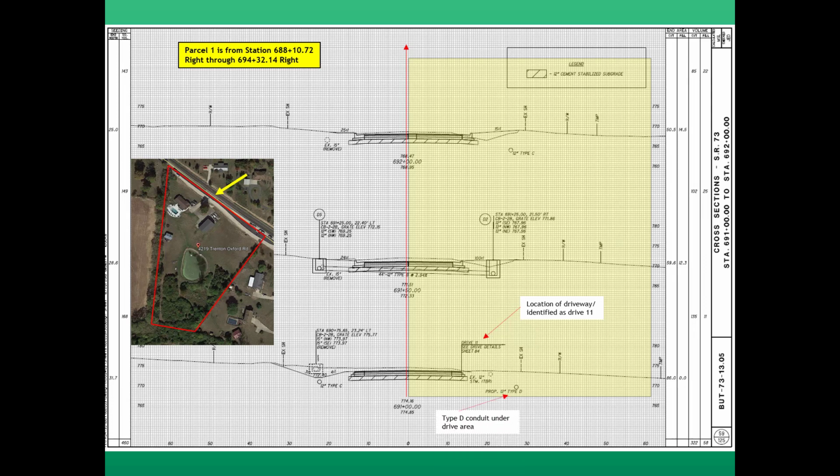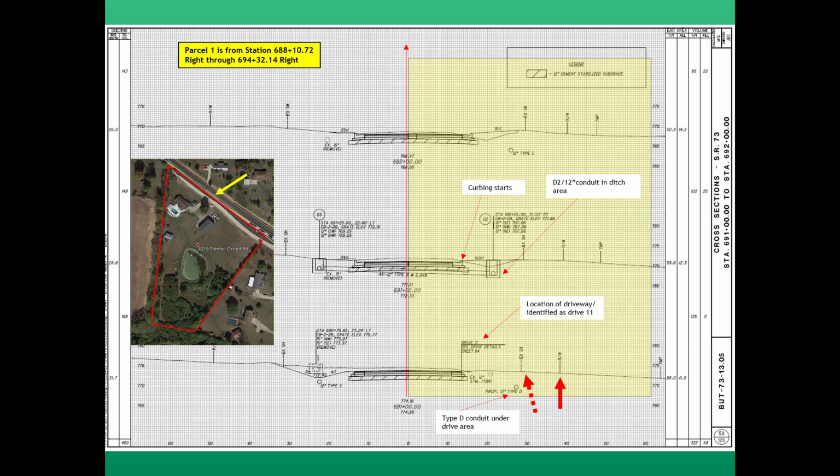Underneath the drive is a Type D conduit, which allows water to flow under the driveway. Showing you the existing standard highway line and the proposed new right-of-way line. Curbing starts right there. You can see the little bump showing where the curbing starts, which is just beyond the driveway going up station. And also at this location is the 12-inch conduit.